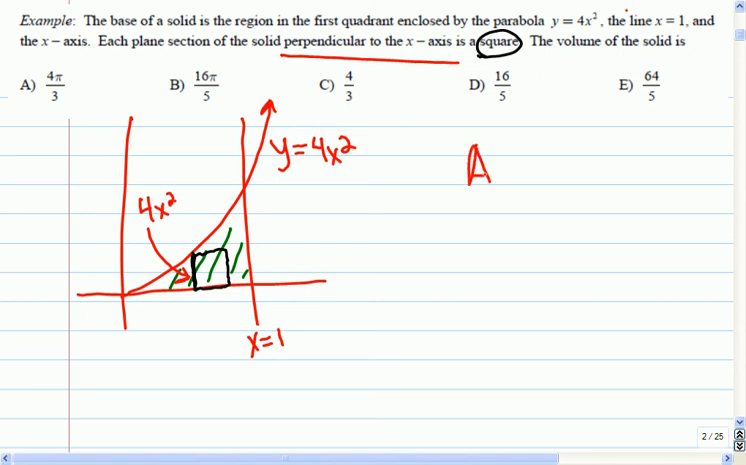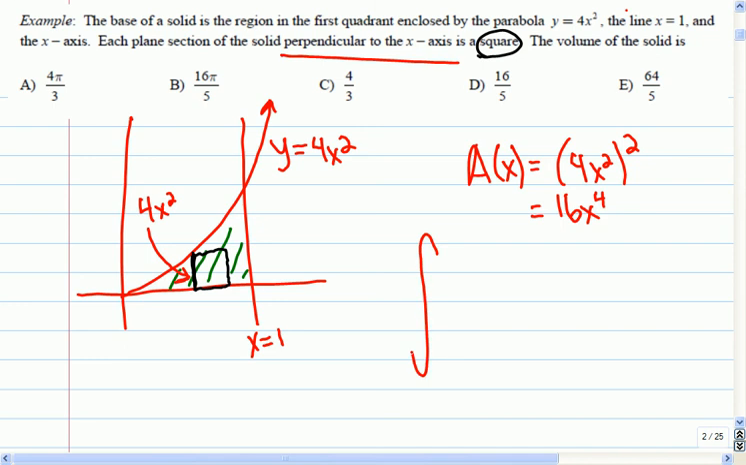So that means my area function, whatever position I'm at for x, the area is going to be 4x squared, all squared. So it will be 16x to the 4. I'm going from 0, which is here, because it says it's bounded by the x-axis. And first quadrant, so we get 0 to 1 of 16x to the 4 dx.